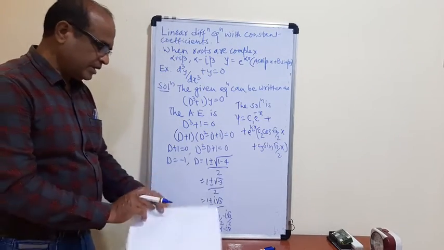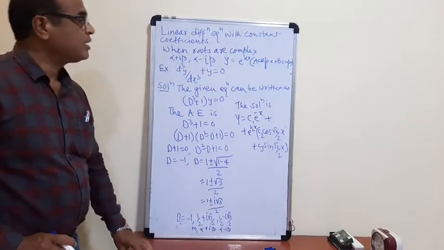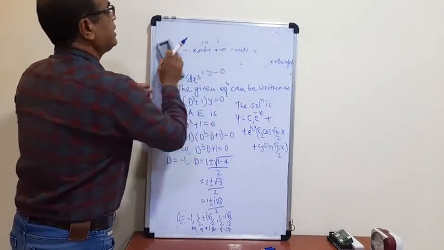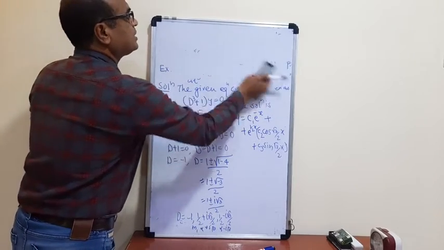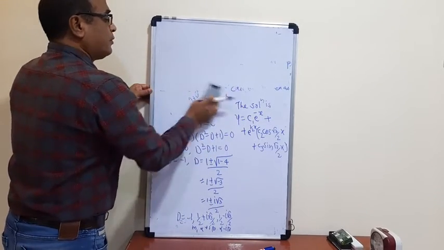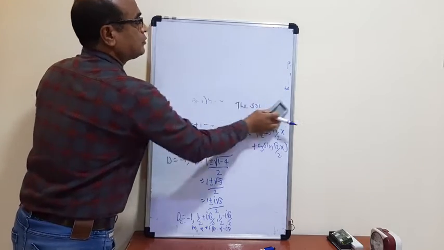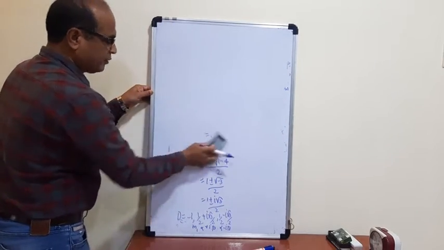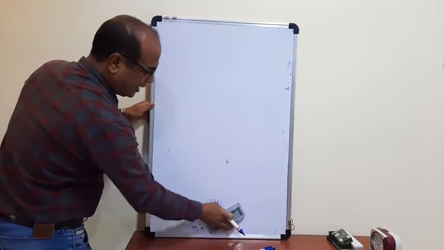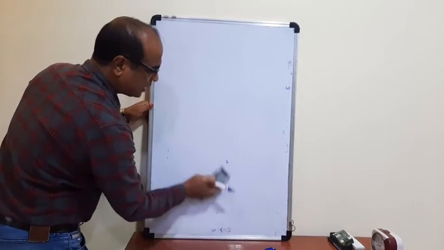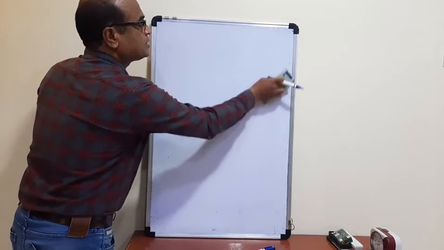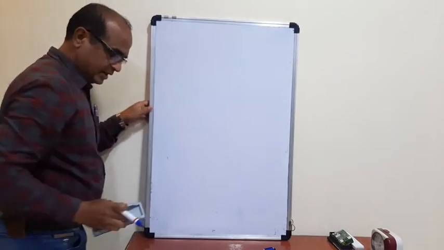So this is a very simple equation here. We solve the linear differential equation with constant coefficients when the roots are different. So that is the first type. Second type is when the roots are repeated. And third, when the roots are imaginary, then what is the solution of the differential equation?